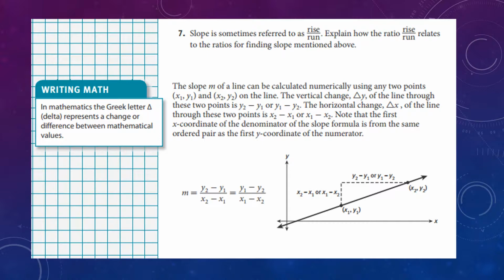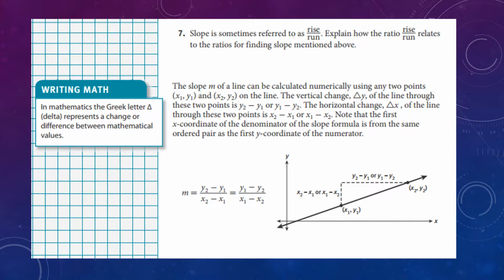So here we have number 7: slope is sometimes referred to as rise over run. Explain how the ratio rise over run relates to the ratios for finding slope mentioned above. As you work your way through these mixes, I encourage you to try doing these things by yourself. Pause the mix, put your own response down, then listen to what I say. See if yours was good enough, if there's anything you want to add to it, or if there's something you want to ask me about the next day. So try to avoid just listening and copying and not getting anything out of it.